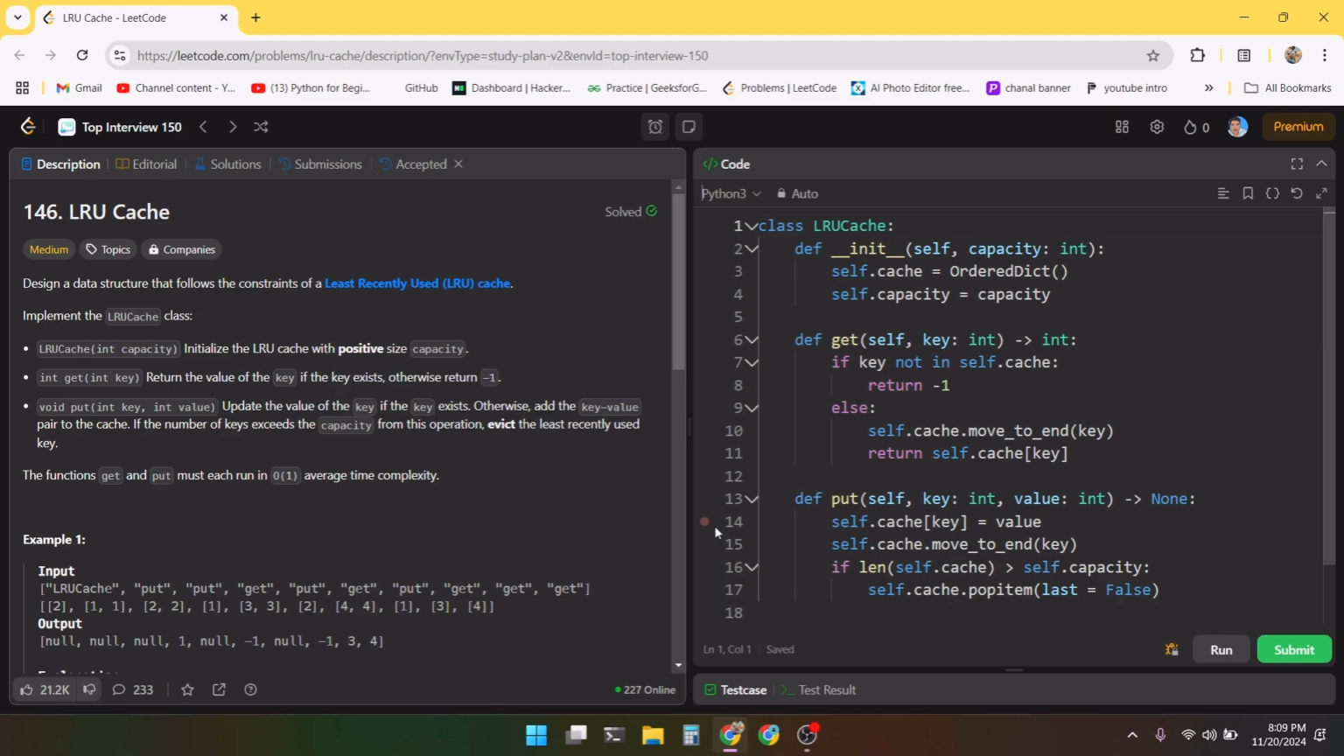Question number 53, LRU cache. Well, this is a good question, and if you can't see on the left or right hand side, I have done this question in Python, and there's a reason behind doing this question in Python. This question is actually asking for a particular sort of data structure, which is directly given in Python.